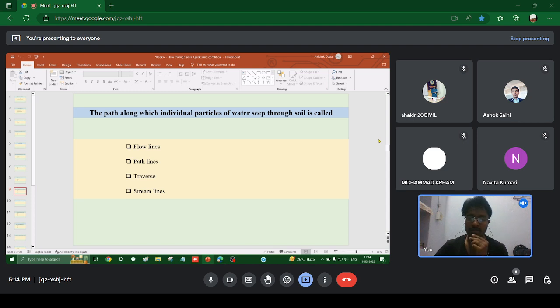I'll repeat the question. The path along which individual particles of water seep through soil is called. The options are flow lines, path lines, traverse, or streamlines. Next question.